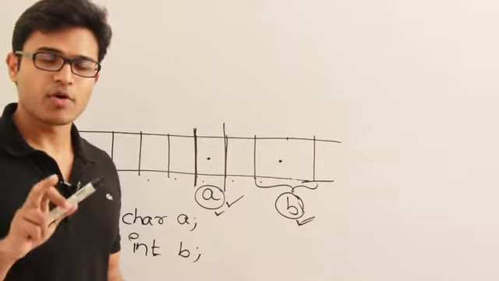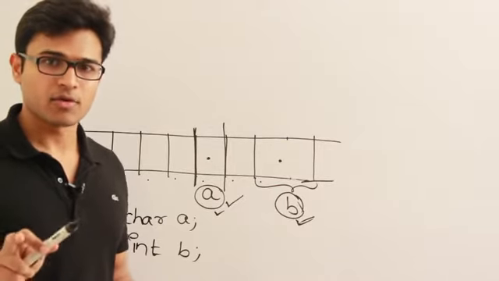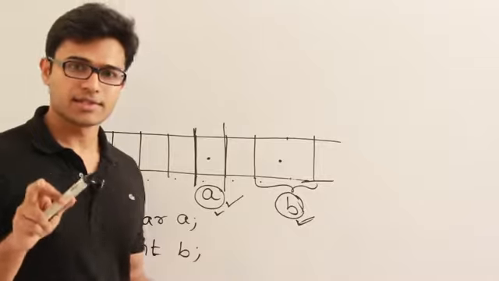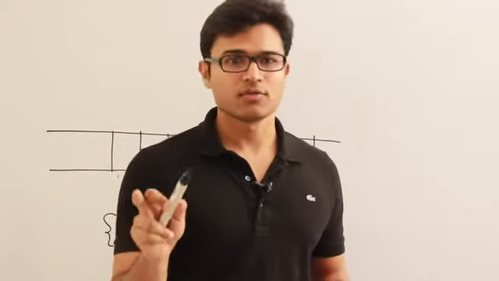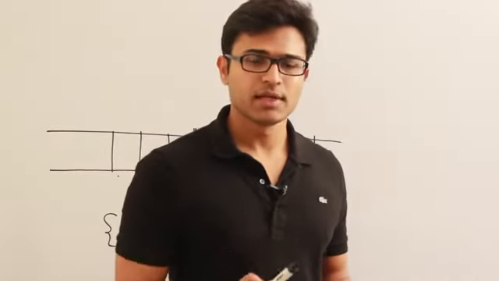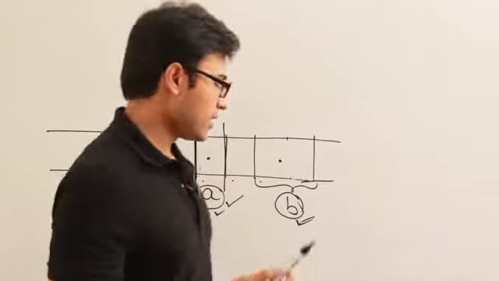So the size of a pointer again depends on the platform. In some platforms they have 16-bit addresses. In that case the pointer is going to be a 16-bit variable. In some platforms there are 32-bit addresses, therefore the pointer size is going to be 32 bits.